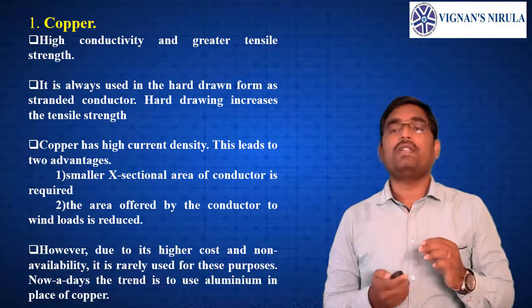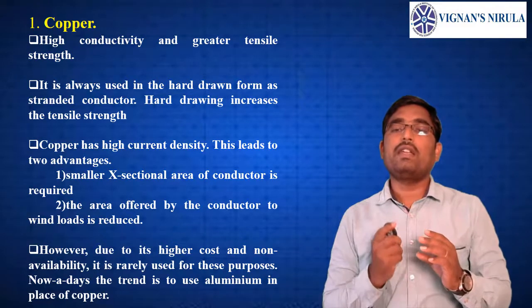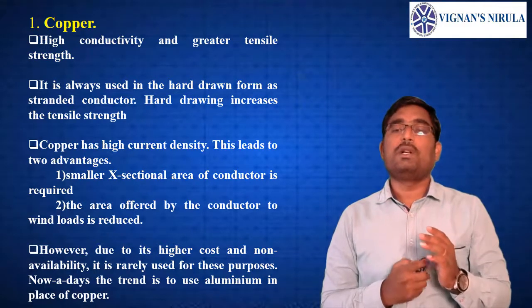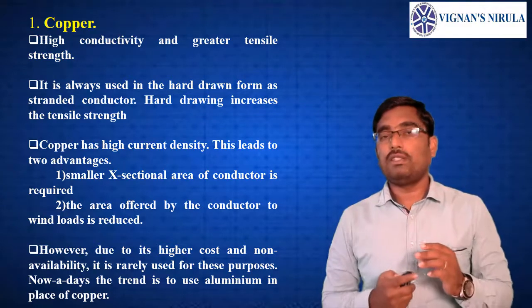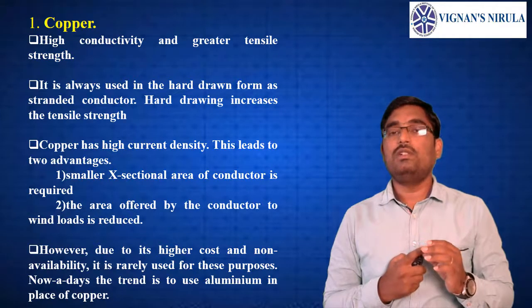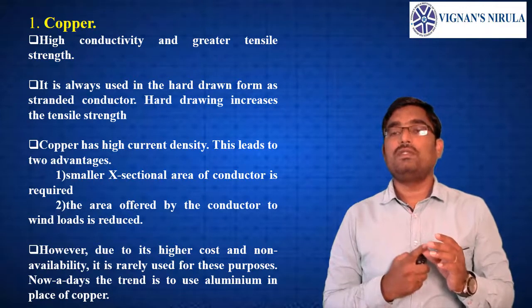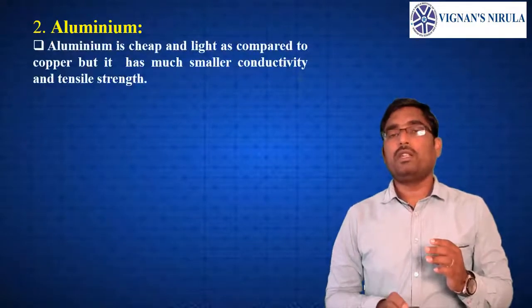However, due to its higher cost and non-availability, it is rarely used for these purposes. Generally, the cost of copper is very high when compared to aluminum, and copper is not easily available. Because of these two parameters, generally we move to aluminum. So the second material is aluminum.